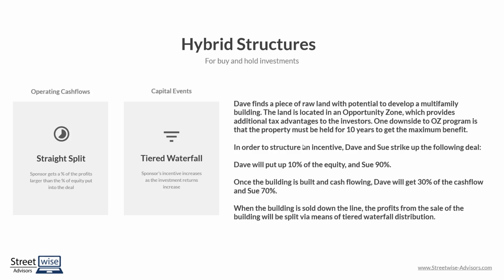And so what we're doing here is bifurcating the financial returns from operating cash flows and capital event cash flows. Because when the building is sold down the line, the profits from the sale of the building will be split by means of a tiered waterfall distribution. So while the building is operating, Dave is getting a straight split on the operating profits, and then in the LLC agreement, we're making a distinction between operating profits and capital events, where our capital events go through a tiered waterfall, which would potentially allow Dave to earn more and to have an incentive that's based on the IRR of the sale. And so that's just one of the ways that we can structure this.